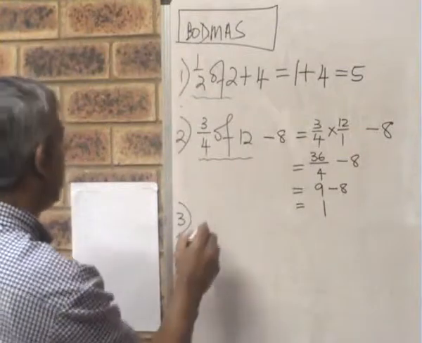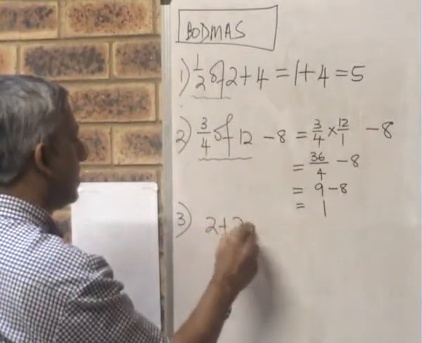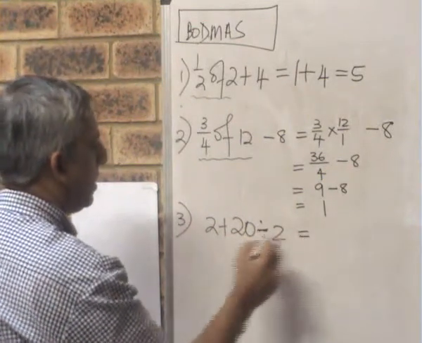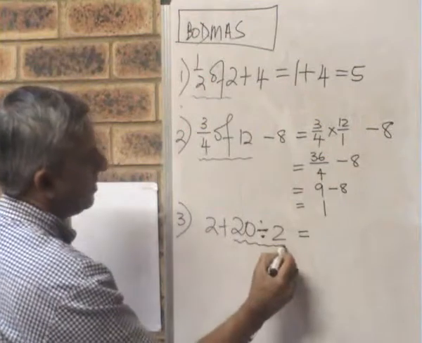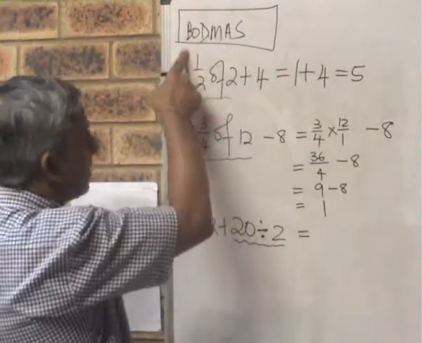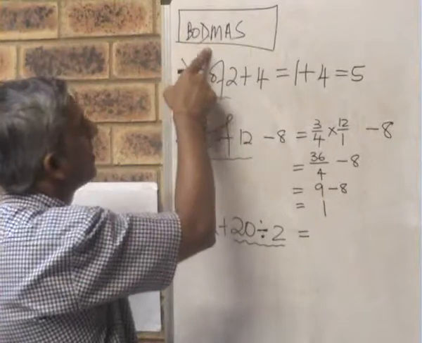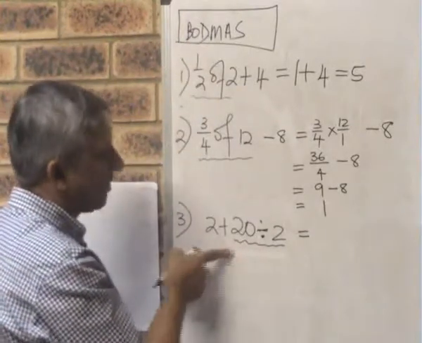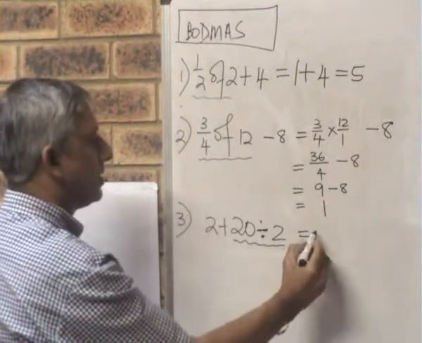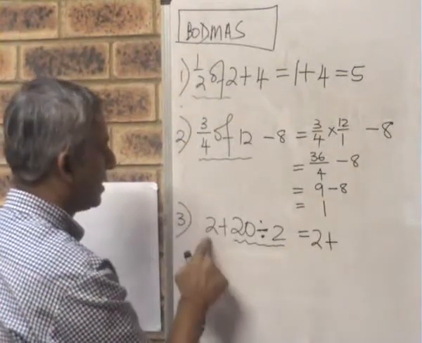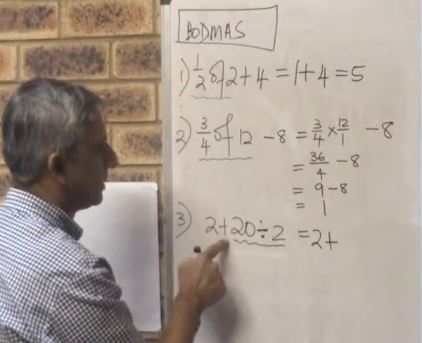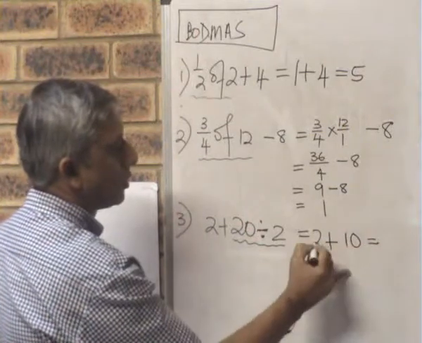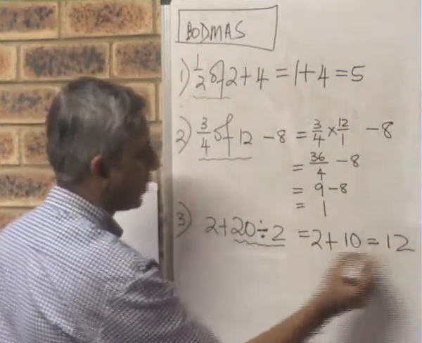Number 3. 2 plus 20 divided by 2. So I have to do this part first, according to the rule of BODMAS. No brackets, no of, but there is a division. And never mind if it's written in the back there, I still have to do it first. So there's the 2 and there's the plus. I'm just rewriting those. 20 divided by 2 gives me 10. 2 plus 10 gives me 12.